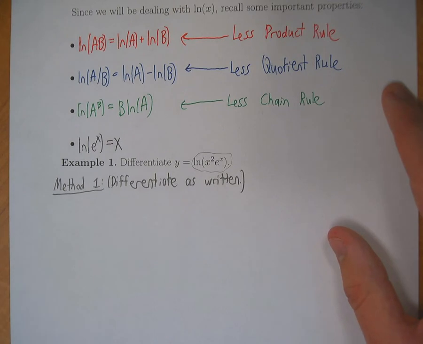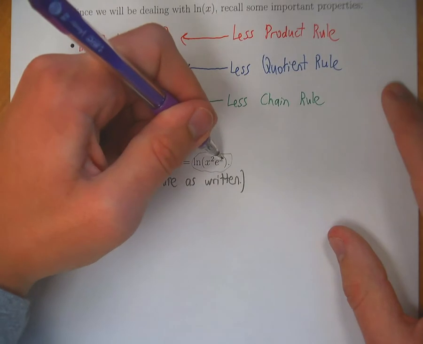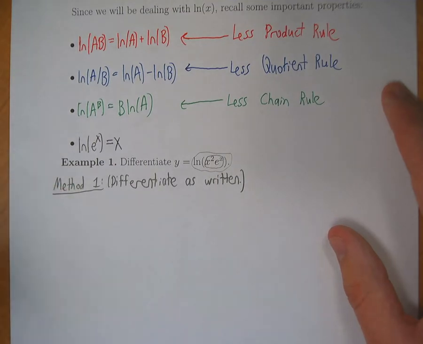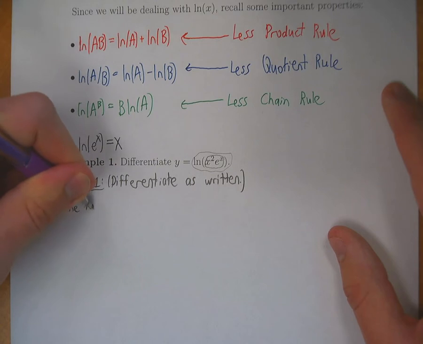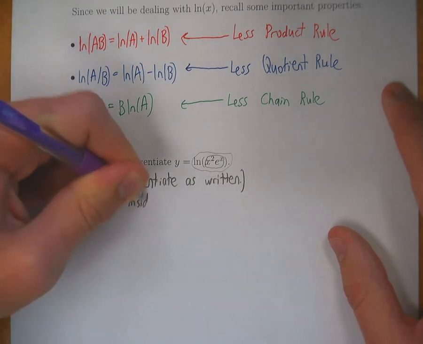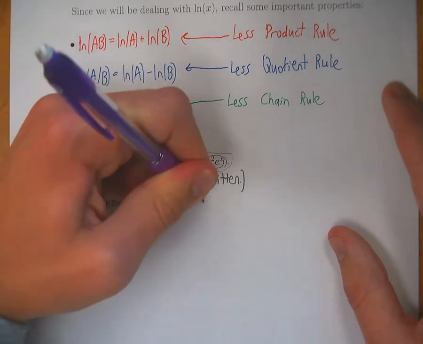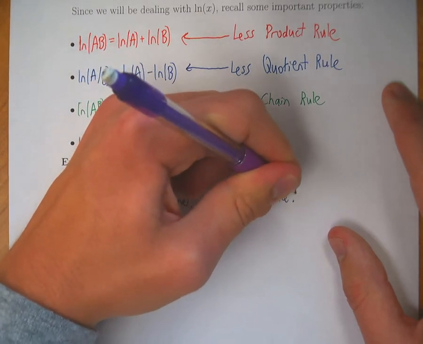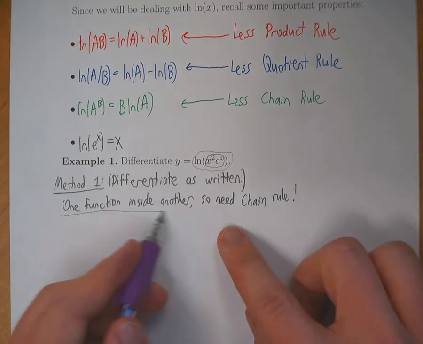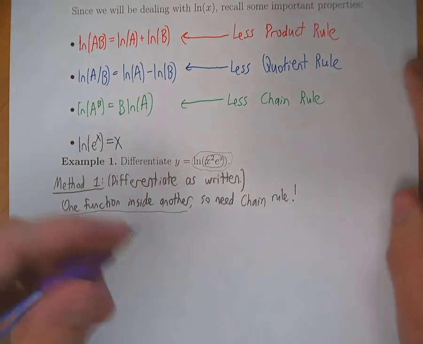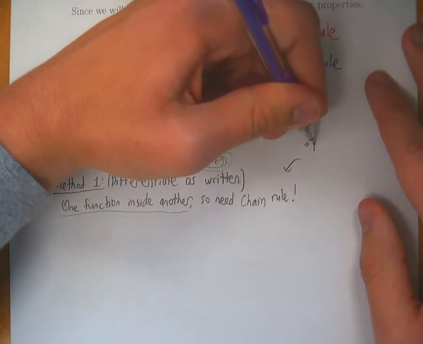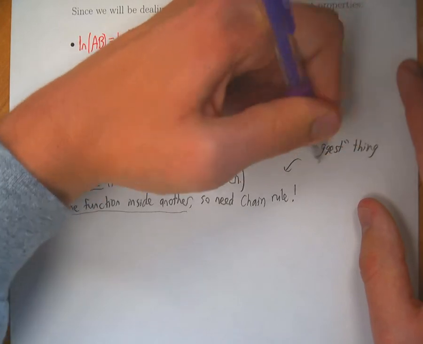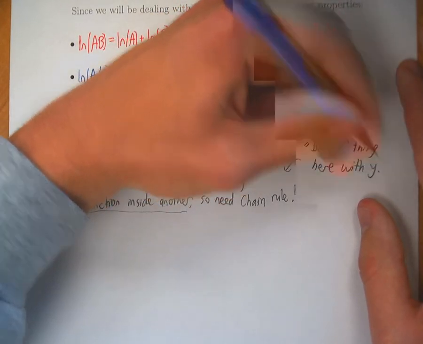In this case, what you'll notice is that if you look at this function, what we ultimately have is one function of x inside another function of x. Because of that, it looks like we're going to need chain rule here. So one function inside another, so need chain rule. Because in this case, you can think of this one function inside another as the quote-unquote biggest thing happening here with y. Okay?